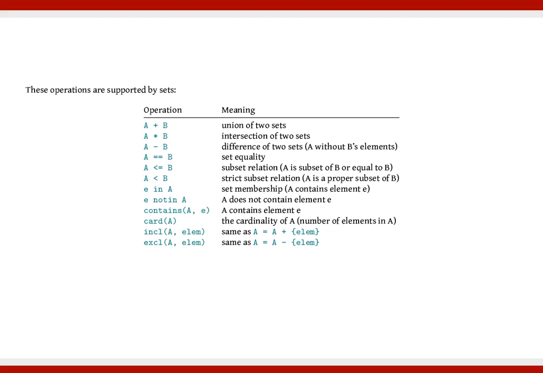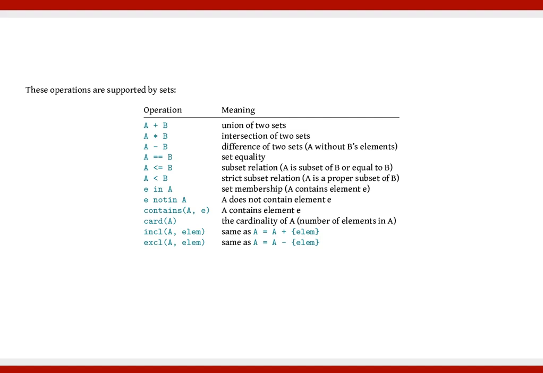These operations are supported by sets. A + B: union of two sets. A * B: intersection of two sets. A - B: difference of two sets, A without B's elements. A == B: set equality. A <= B: subset relation, A is a subset of B or equal to B. A < B: strict subset relation, A is a proper subset of B.